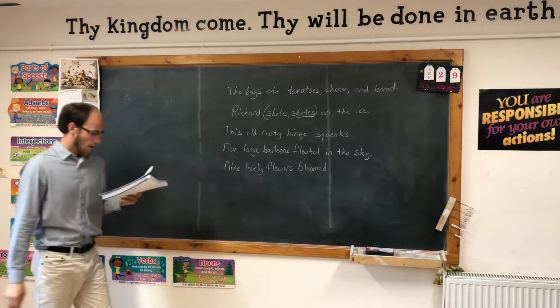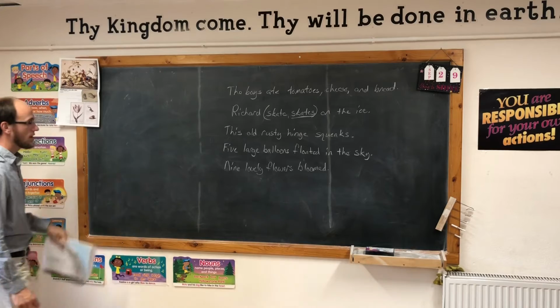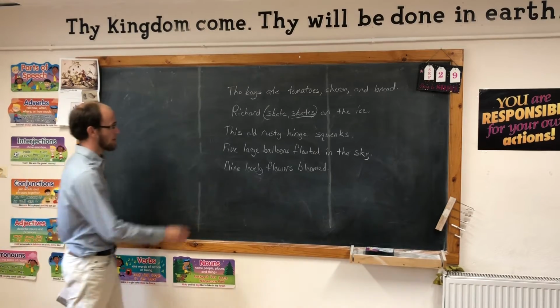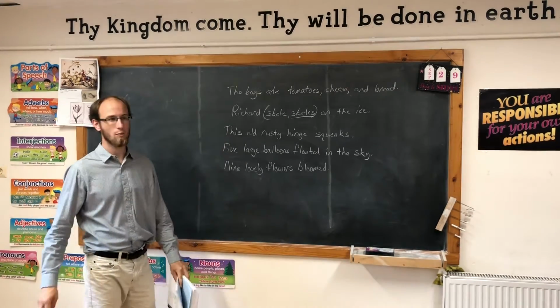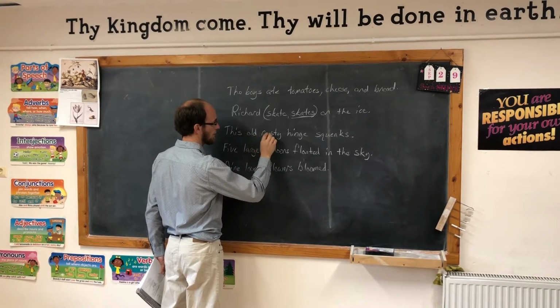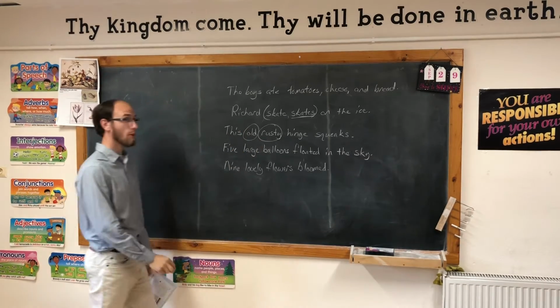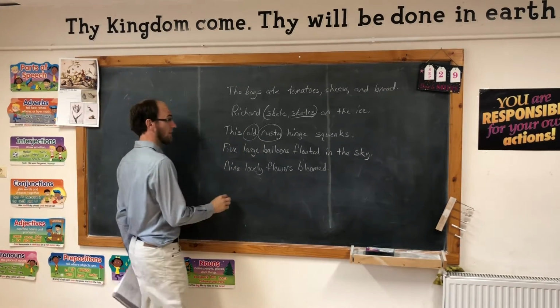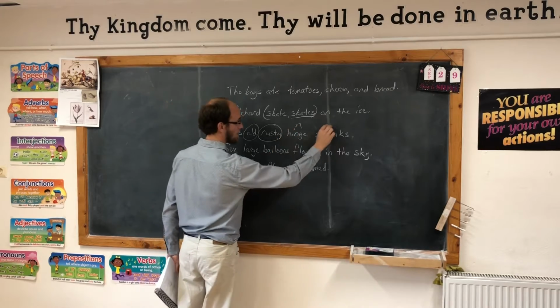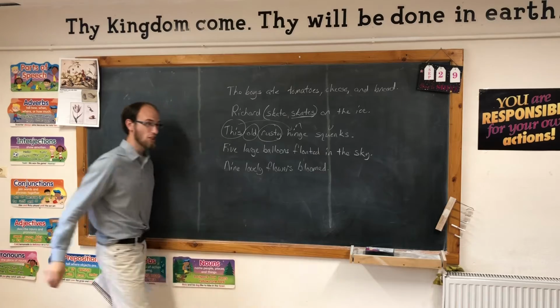Excellent. All right, and in the next one, what are the adjectives in this sentence? This old rusty hinge squeaks. What are some adjectives? Rusty. Old. And there's actually one more. This. Hinge is a noun, squeaks is a verb. Great, this. And these are all modifying that noun, hinge.